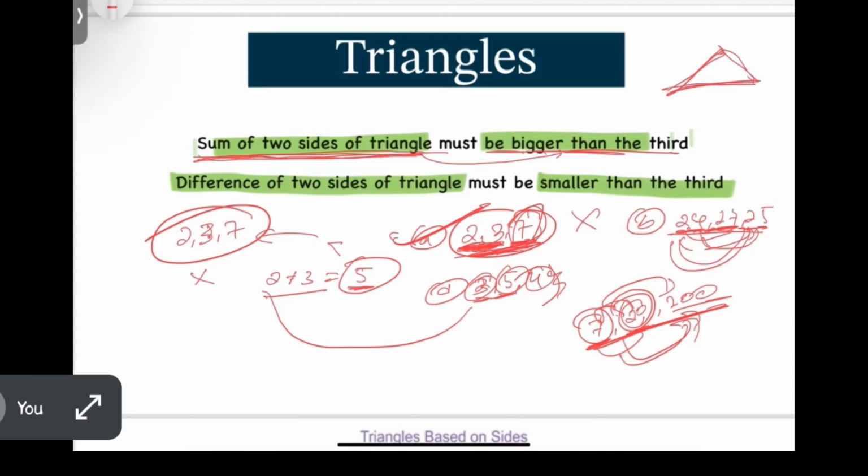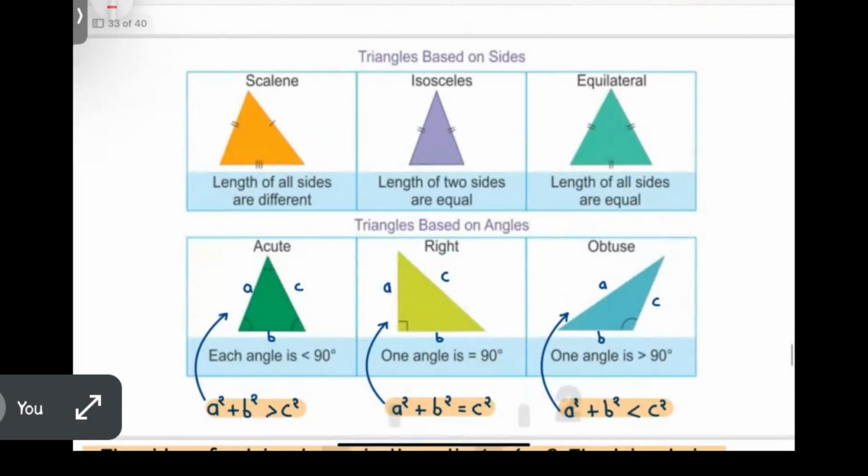Okay, so there are a few different types of triangles. In terms of sides, there are three types of triangle: scalene triangle, isosceles triangle, and equilateral triangle. What is a scalene triangle? A scalene triangle means all the sides are different. That means the length of this one, this one, and this one are all different. Then we say it's a scalene triangle. An isosceles triangle means two sides of the triangle are the same. If the lengths of two sides are equal, then we say it's an isosceles triangle. And what is an equilateral triangle? The word itself says equal. That means all the sides are equal.